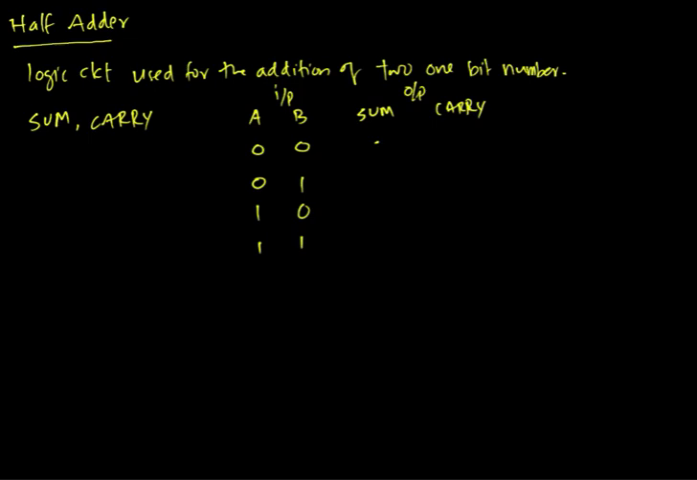So there are two outputs. When A and B are 0, the sum is 0 and the carry is also 0. When A is 0 and B is 1, the sum is 1 and carry is 0. For A equal to 1 and B equal to 0, sum is 1 and carry is 0. And for A equal to 1 and B equal to 1, the sum is 0 and there is a carry of 1. So this is the truth table for a half adder.